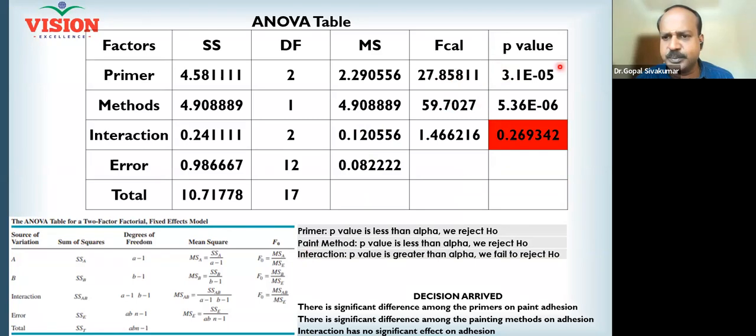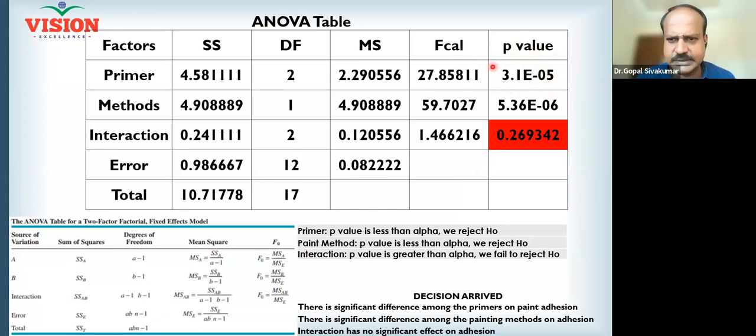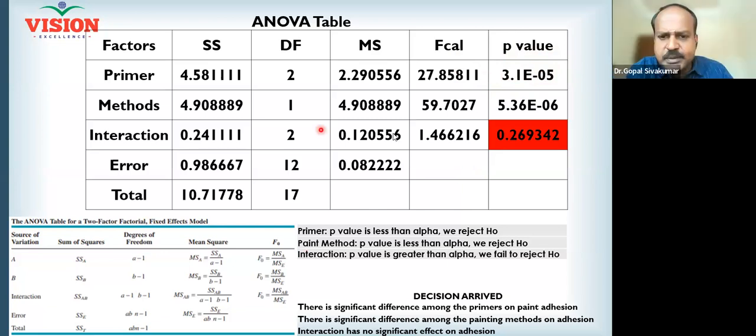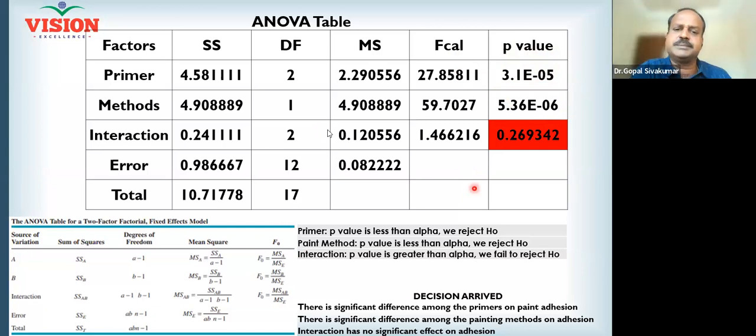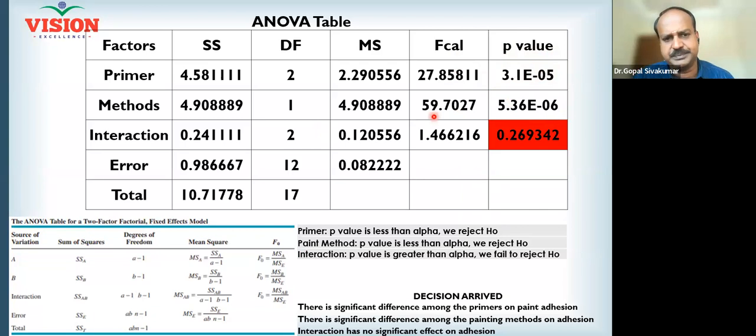Now tell me, is this p-value more than 0.05 or less than 0.05? Less than 0.05, because it is 10 to the power of minus 5. That means the primer effect is significant. Second one, method, that is 10 to the power of minus 6. That is also significant. That means painting method is also significant. But interaction is 0.26, which means interaction is insignificant. You don't have to worry about interaction.